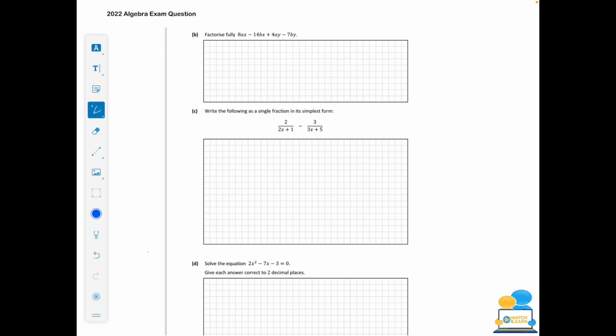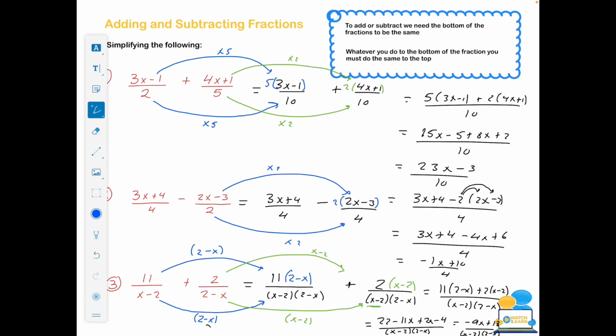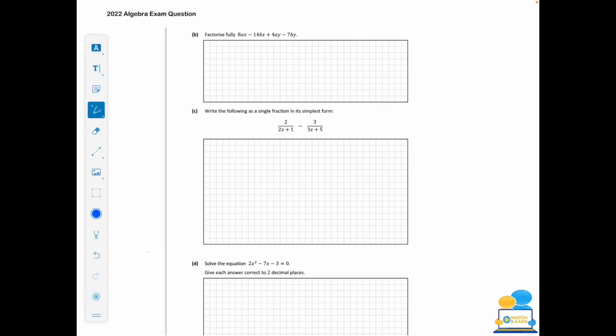The second part was simplifying a fraction, so adding or subtracting fractions. That would be very like the last example we did, where we had algebra on the bottom. It's extremely like that, and you'll follow the same method. And then the last part is solving the equation. So it's solving a quadratic. We're going to use the minus b formula for that.